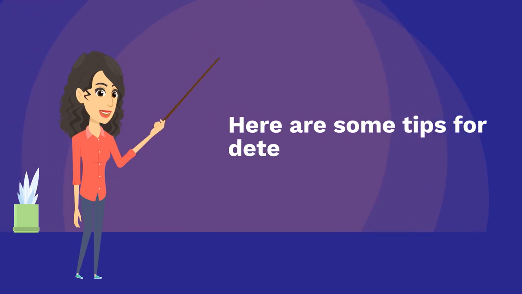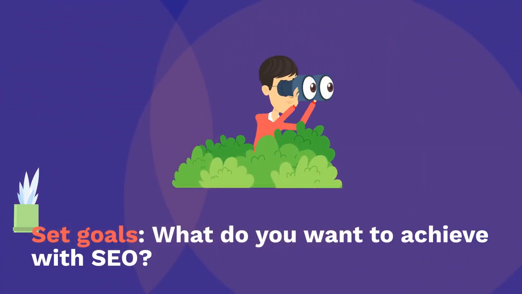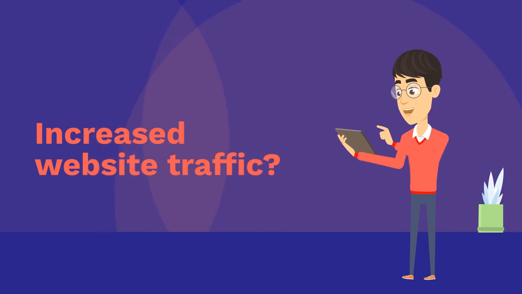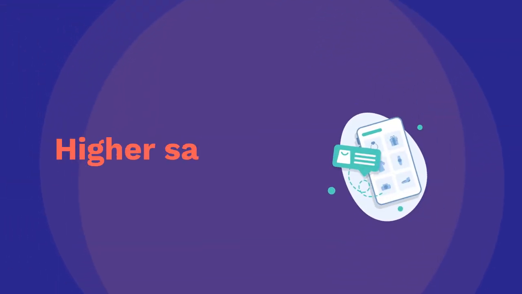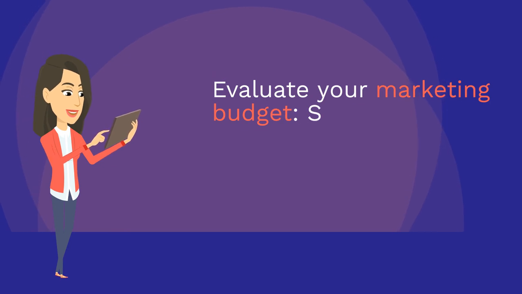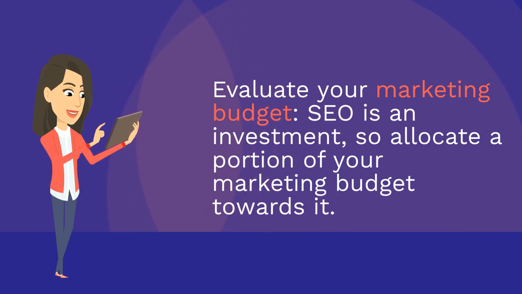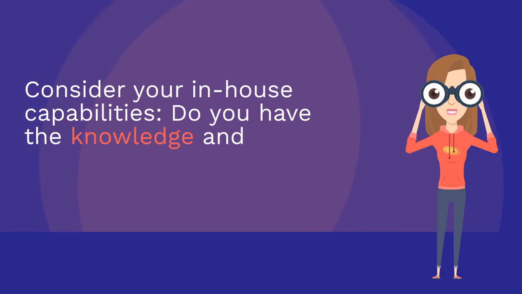Here are some tips for determining your SEO budget. Set goals. What do you want to achieve with SEO? Increased website traffic? More leads? Higher sales? Evaluate your marketing budget. SEO is an investment, so allocate a portion of your marketing budget towards it. Consider your in-house capabilities. Do you have the knowledge and resources to handle some SEO tasks yourself?